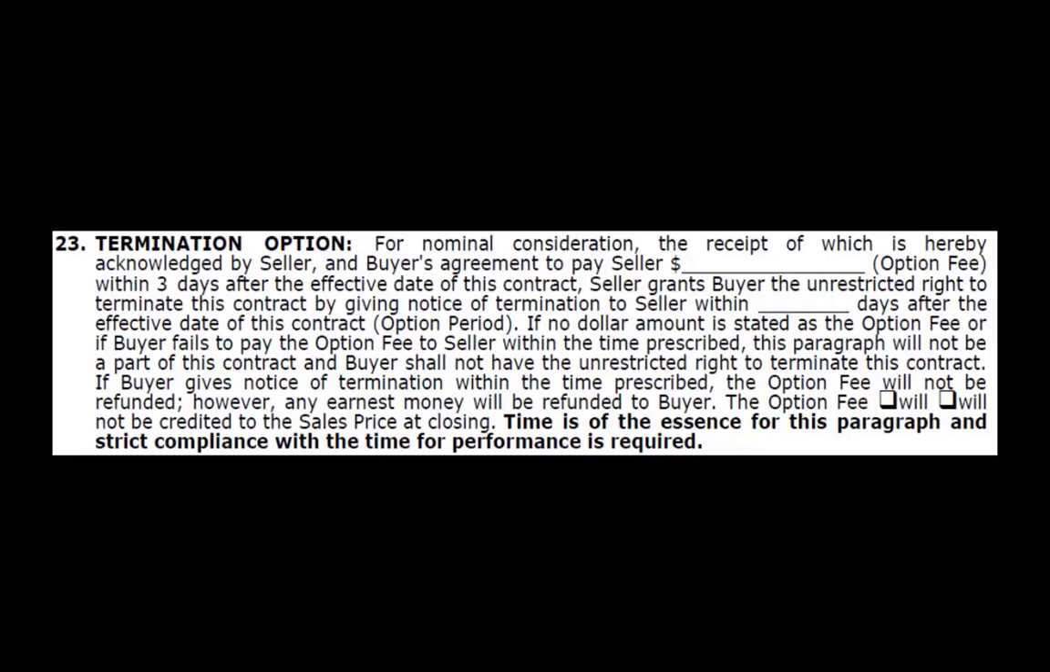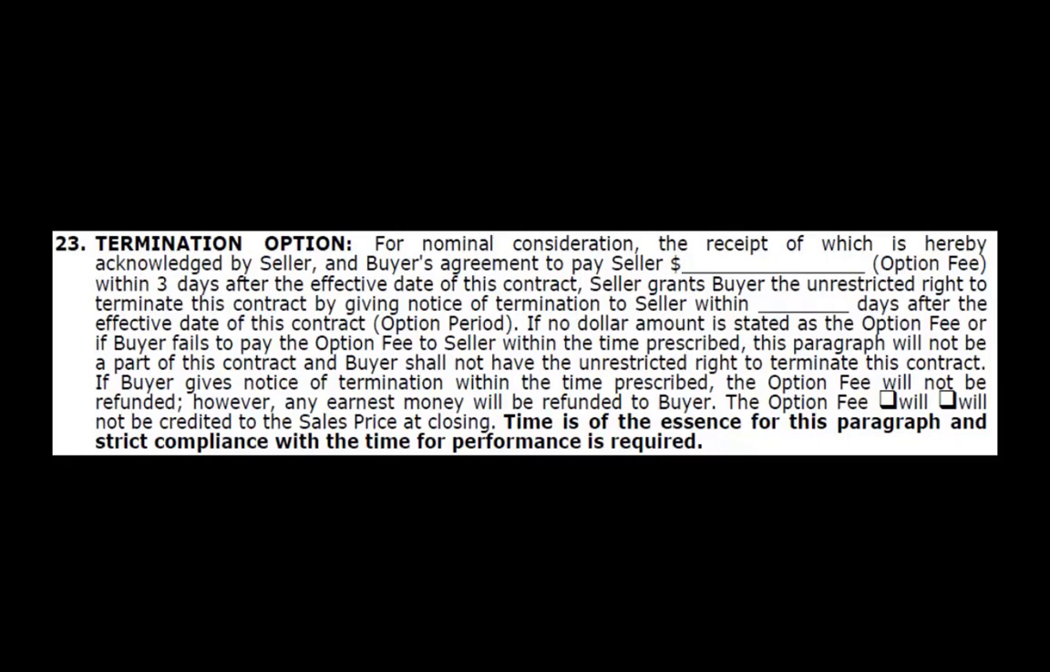For nominal consideration, that means for a small amount of money, the receipt of which is hereby acknowledged by seller, means that the receipt of the money is actually acknowledged by the seller. It's actually attached to this contract. The receipt is attached to this contract. I'll show you here in a minute. It's on page 9. And the buyer's agreement to pay seller blank amount of money as the option fee.